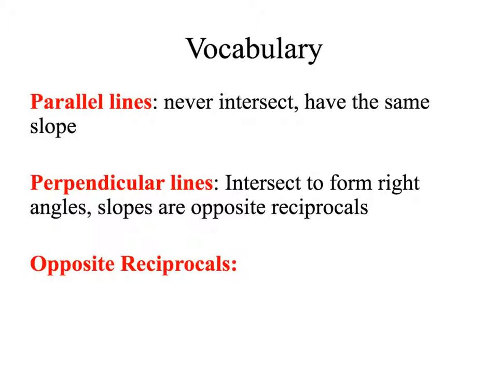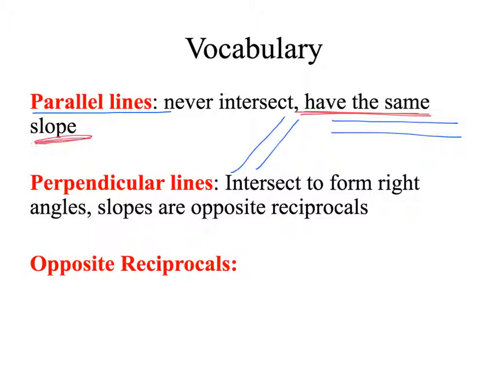Okay, so here's our vocabulary. Parallel lines, they never intersect. So you should know that, like two lines like this, they would be parallel. Two lines like this, they would be parallel. But this is what's really important for us right now. They have the same slope.